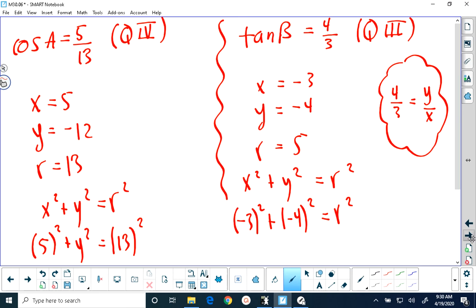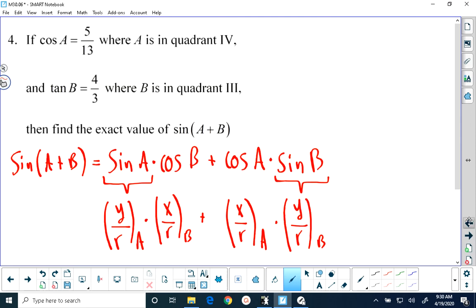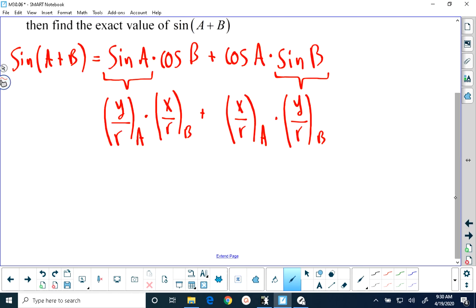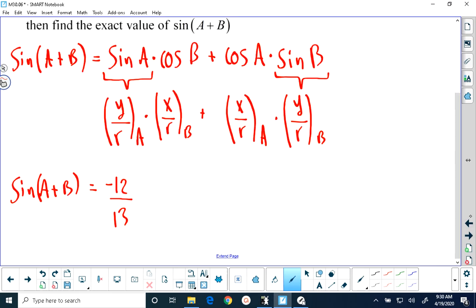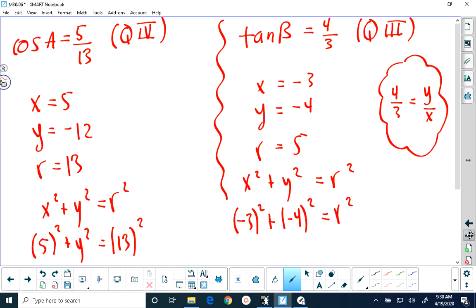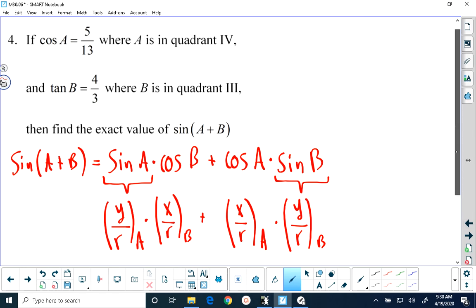And that means we can use all of the x, y, and r values to fill in the information from our identity up here. Sine of A plus B will be equal to sine of A, which is the y coordinate of point A over the r coordinate, which is negative 12 over 13. And I'm just going to check. And that's correct. Multiplied by the cosine of angle B, which is the x over the r for angle B, which is negative 3 over 5.